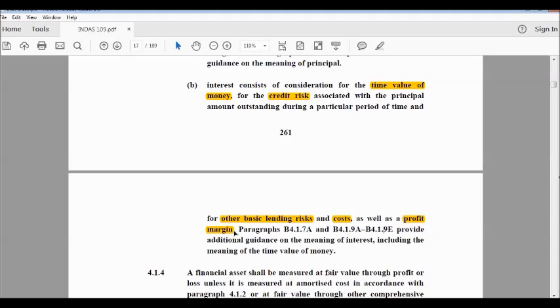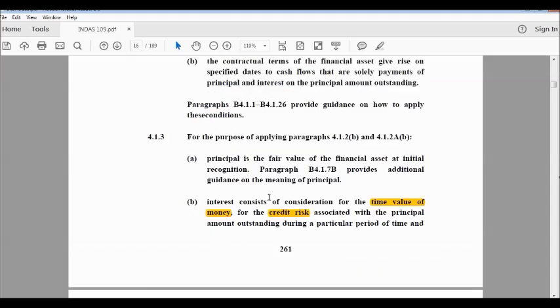So principal plus interest: if the cash flow is solely payment of principal and interest, meaning these 5 components, then we can say this is a cash flow which is solely payment of principal and interest. So if you are holding the financial asset to collect the contractual cash flow, and the contractual cash flow is solely payment of interest and principal, then you will recognize it under the amortized cost method.